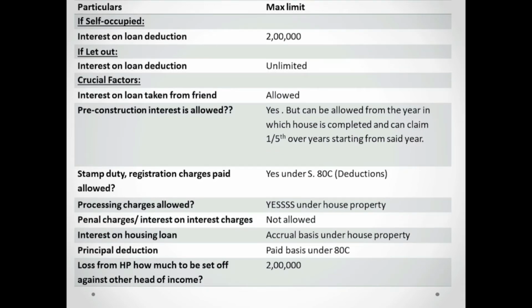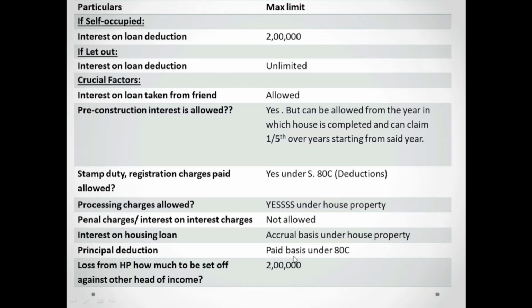But there are some other charges which are not allowable, that is penal charges or interest on interest charges, right? That is not allowed. And whether interest on housing loan is necessarily on paid basis, no, it is allowable on accrual basis. The moment interest is charged to your bank account, it is allowable as a deduction. So no need of paying it, but the principal amount necessarily has to be paid. Only if it is paid, that is allowable. The principal amount of the loan necessarily has to be on paid basis.